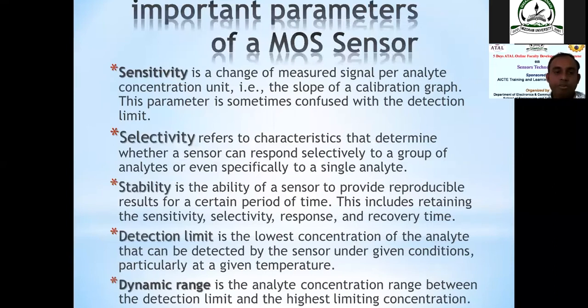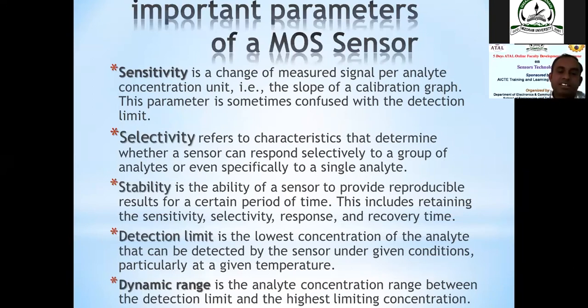Okay, before the examples, what parameters do we have to look for in this type of MOS sensor? We have to look for the sensitivity first, with how much sensitivity we have. It is the change of measured signal per unit concentration. And next, very important, is the selectivity. Why do we talk about selectivity for those MOS sensors?